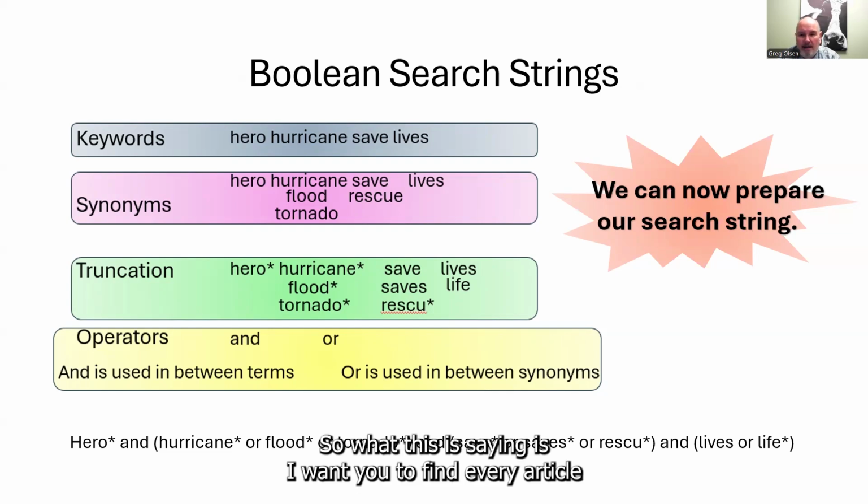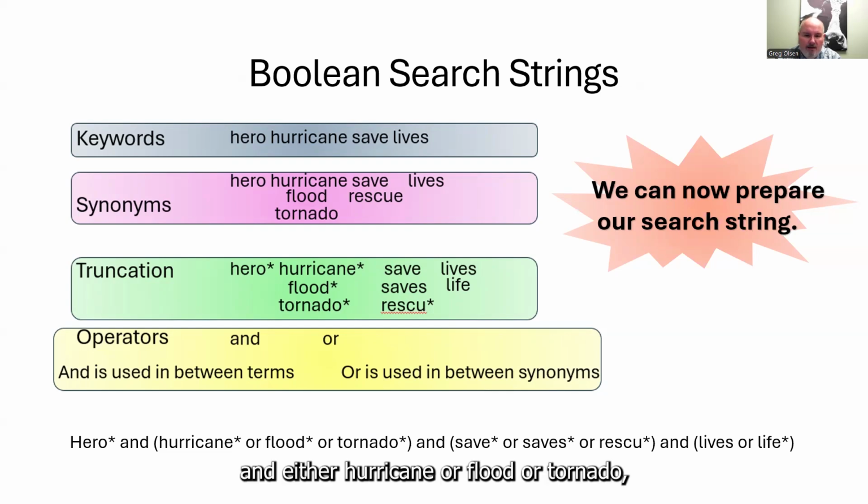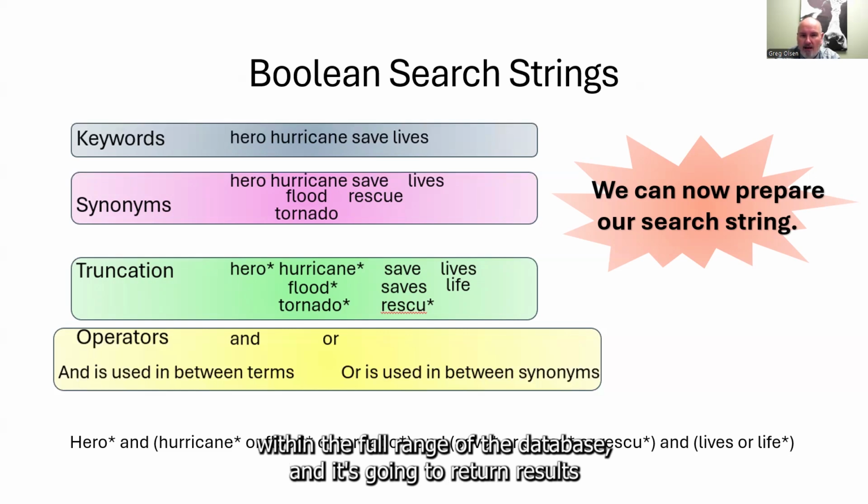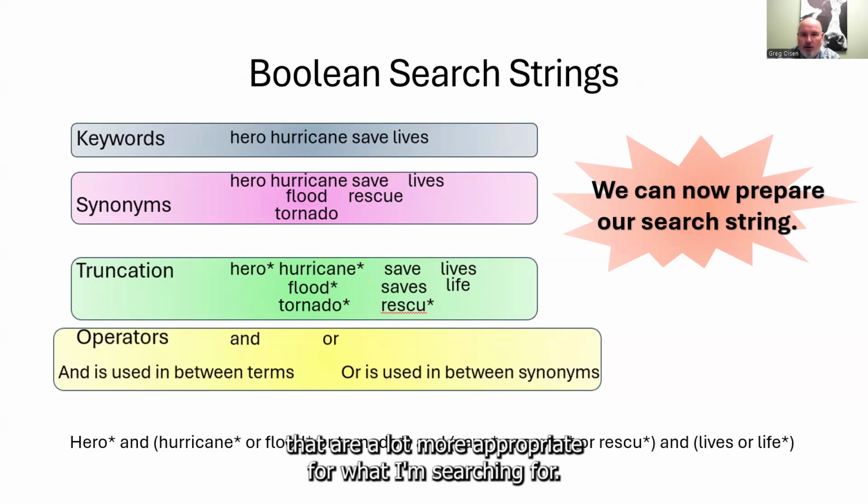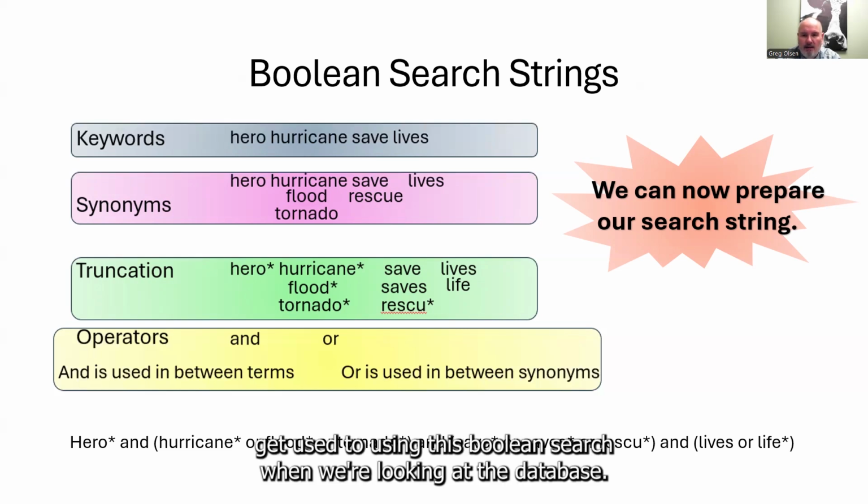So what this is saying is I want you to find every article that has hero in it and either hurricane or flood or tornado and either save or saves or rescue and either lives or life. So it's looking for those specific terms within the full range of the database, and it's going to return results that are a lot more appropriate for what I'm searching for. Get used to using this Boolean search when we're looking at the database.